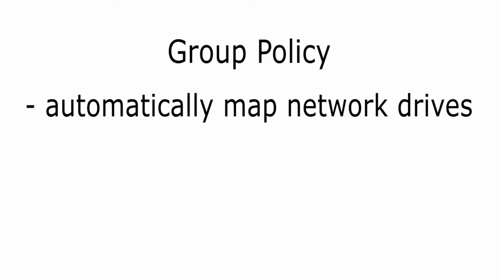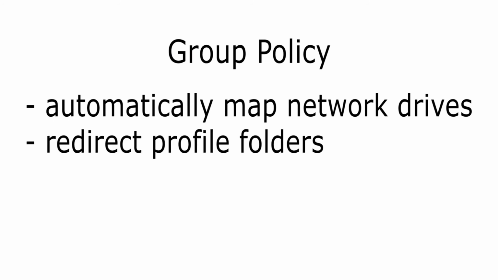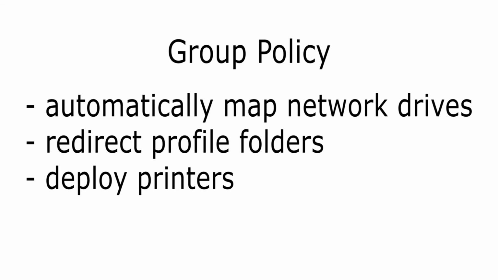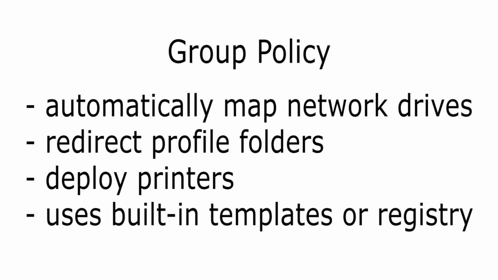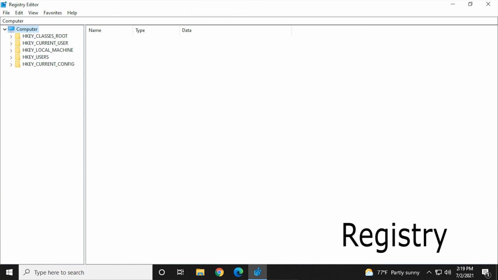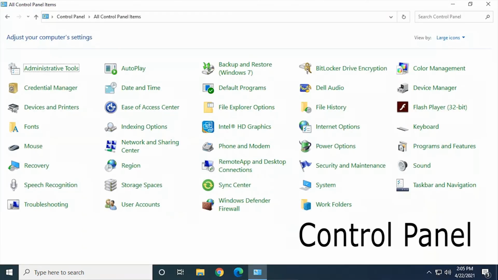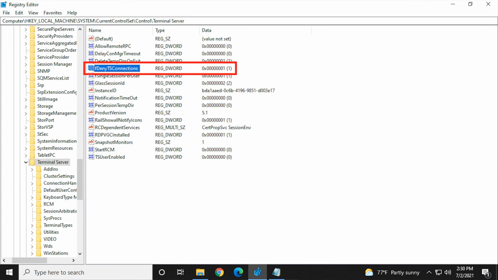Group Policy can also automatically map network drives, redirect profile folders to network locations, and deploy printers among countless other settings using its built-in templates or custom registry settings. I like to describe the registry as the backstage of Windows. You might set a preference using Control Panel, but Windows will often change a value in the registry from a 0 to a 1 or vice versa.